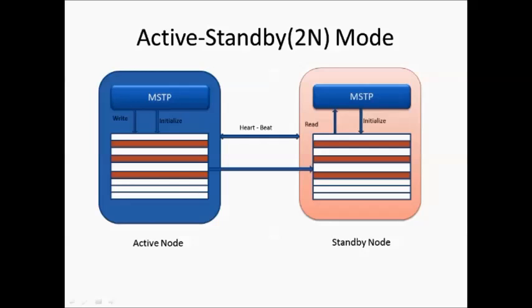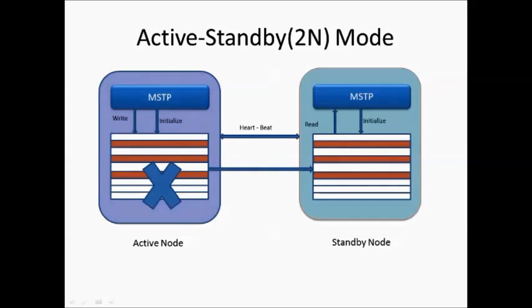So on any failure on the active node, standby would take over and become active, while on the failed node, AMF would restart the MSTP process and it would act as a standby node. So the standby became the new active and the old active became the new standby. Then any change on the MSTP on the new active would be written onto the checkpoint database, and this would be replicated to the new standby now.